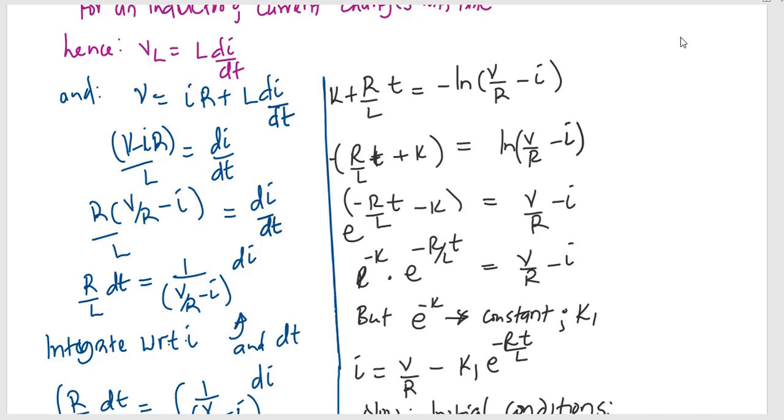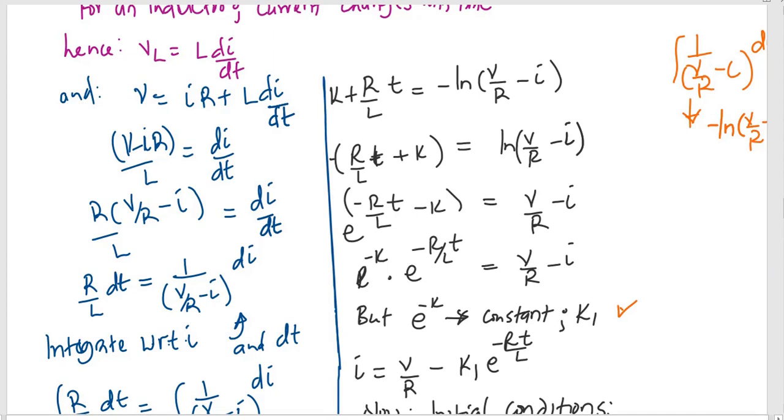Because when we integrate, the integral of 1 over (V over R minus I) with respect to I gives the negative natural logarithm of (V over R minus I) plus a constant. Therefore, if we remove the natural logarithm this side, it will be V over R minus I equaling exponential of negative Rt divided by L minus K. When we have the same base with different powers, it means we have a multiplication of the bases. So e to the negative K times e to the negative R over L times t is equal to V over R minus I. But because the exponential of negative K is a constant, we can let it be a constant, say K1.